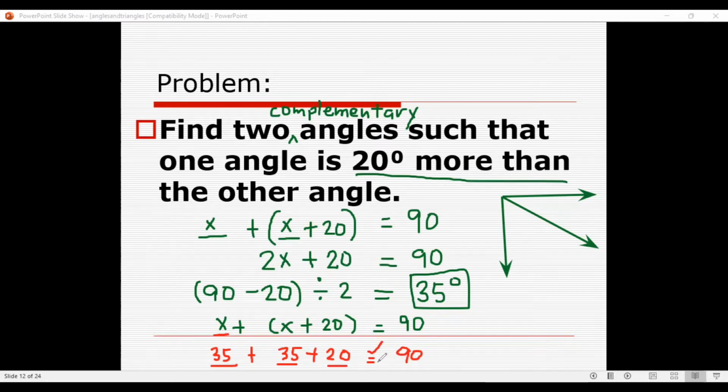Now let's go to the other condition. So one angle is 20 more than the other. So remember, this 35 plus the 20 refers to the measure of the other angle, meaning the two angles that we are looking for is actually a 35-degree angle, and the other one is 35 plus 20. So that gives us a sum of 55. And you can ask yourself, is 55 20 more than 35? Definitely yes, because if you are going to subtract this, the difference that you will be getting there is equivalent to 20.